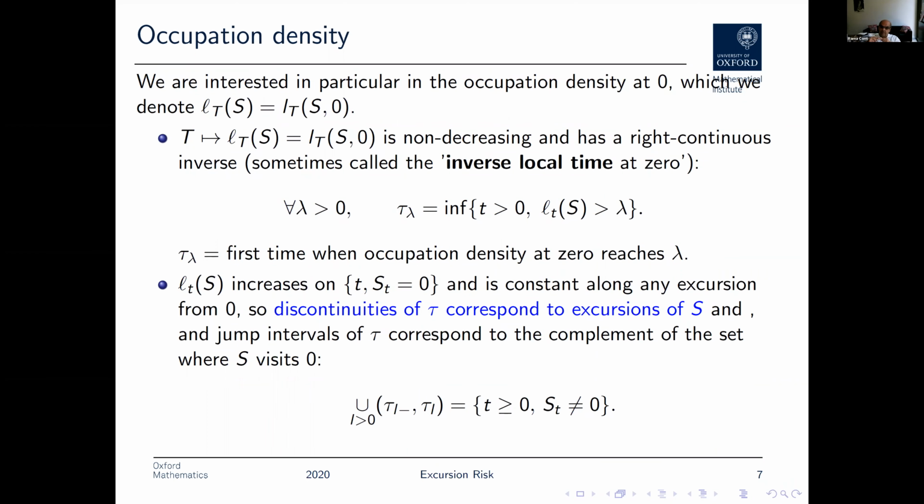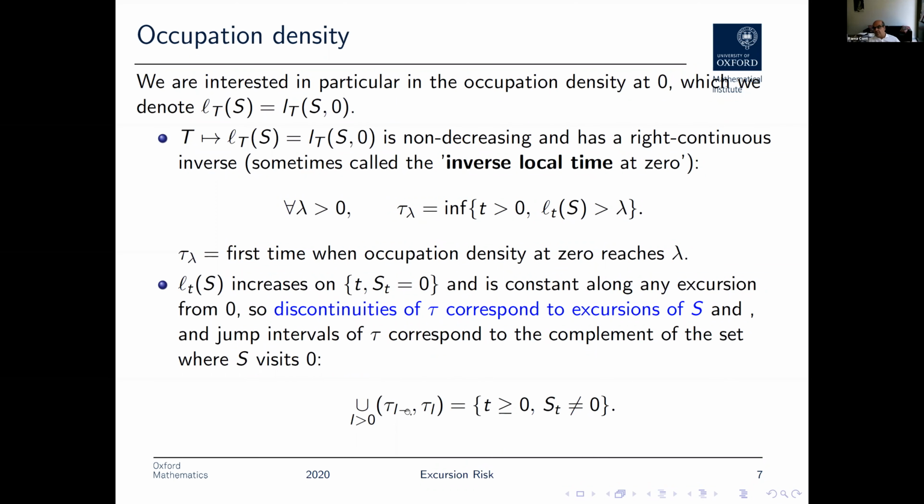So the jump intervals of tau are the complement of the set where S visits zero. So these are the excursions. If you look at the jumps of tau, and l is some point in the argument, then tau(l) minus tau(l minus) is the interval describing the jump of tau at point l. This is exactly one excursion, and if you take the union of these, you get all the points during which S is not at zero, and each of them belongs to an excursion, and these excursions are exactly the jump intervals of tau.